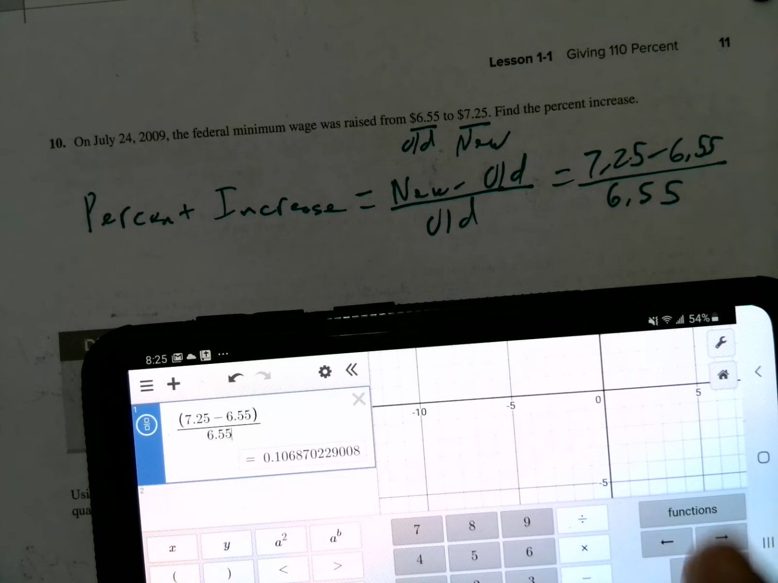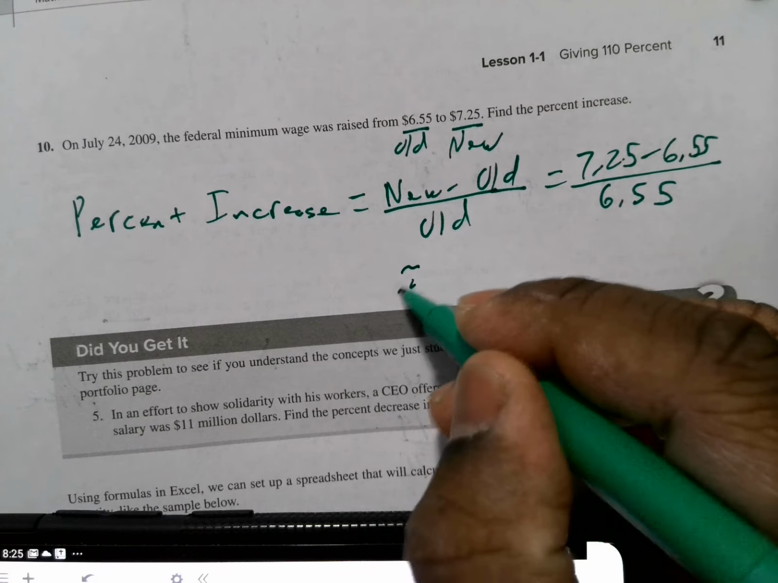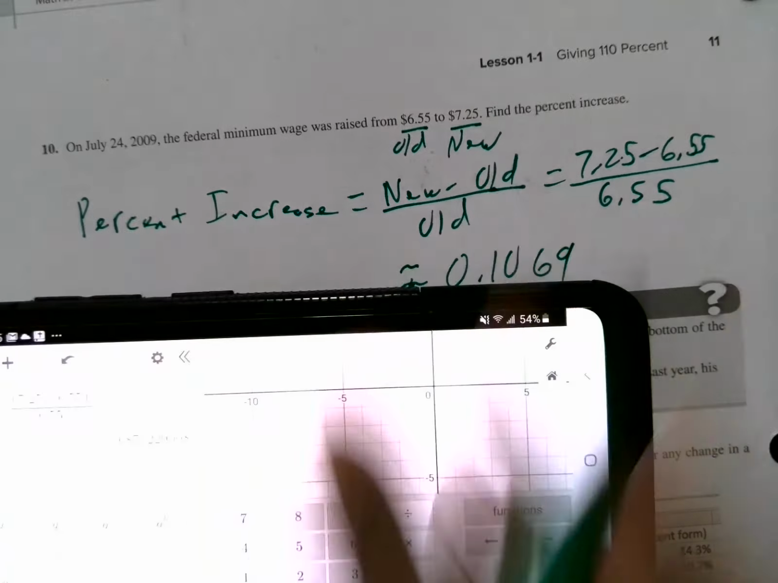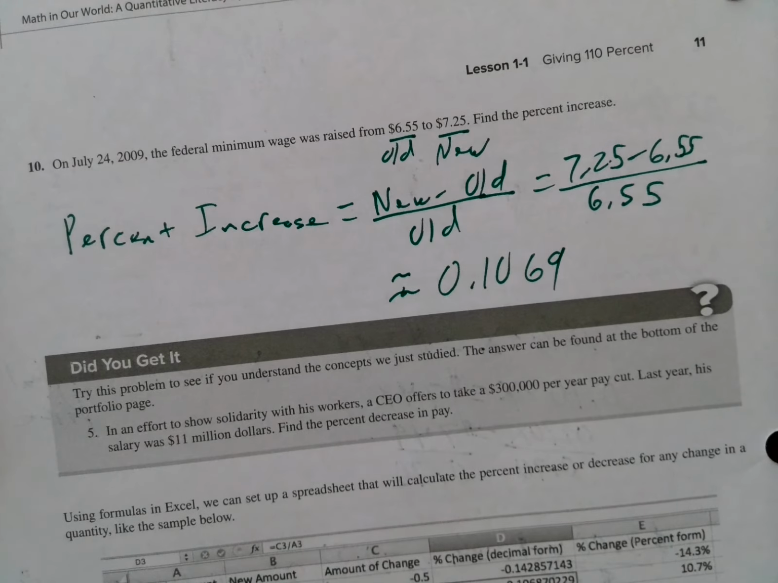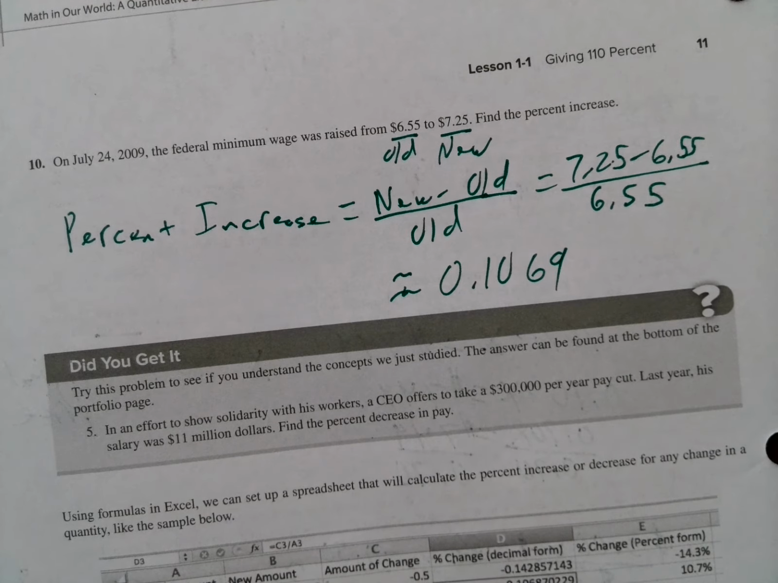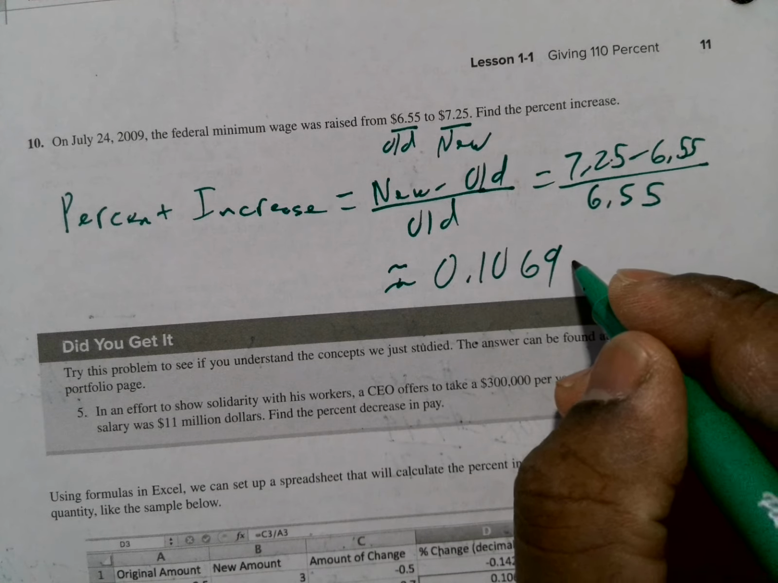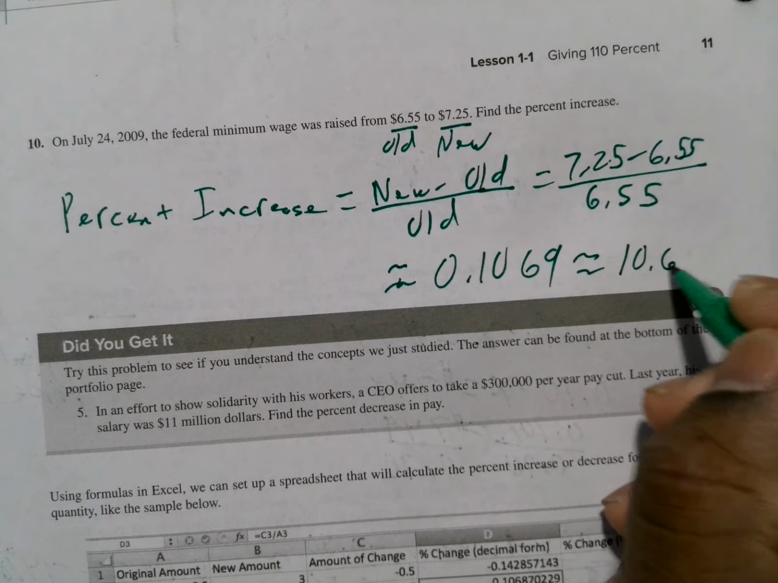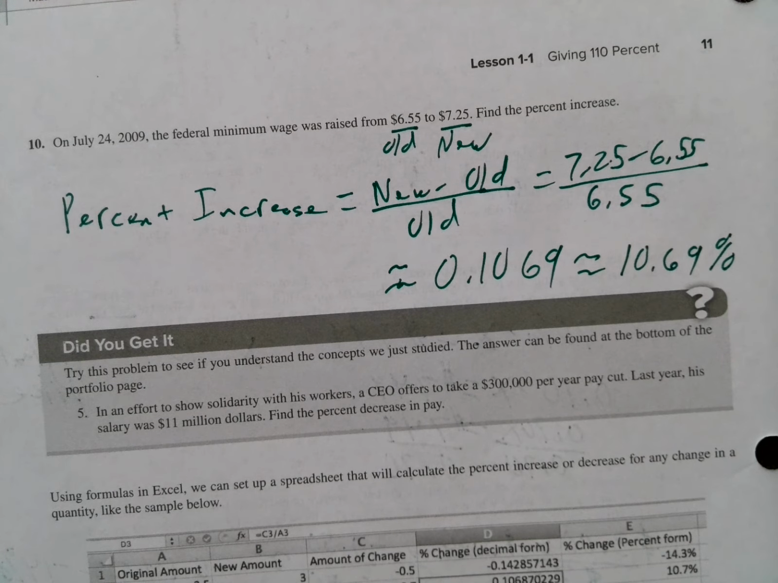Let's just round this to 4 decimal places. So this would be approximately 0.1069 when you round this to 4 decimal places. Now we want to write that as a percent because remember it says percent increase. If you're ever dealing with percent increase or decrease, you must write your final answer as a percent. So we will have to move this decimal 2 places to the right, which will give us 10.69, and put the percent sign at the end.